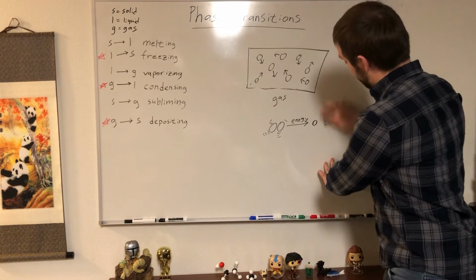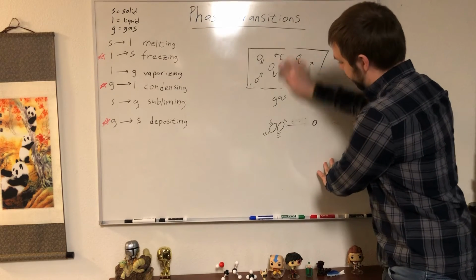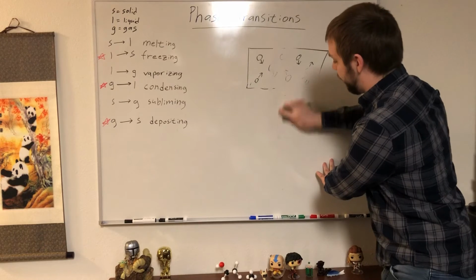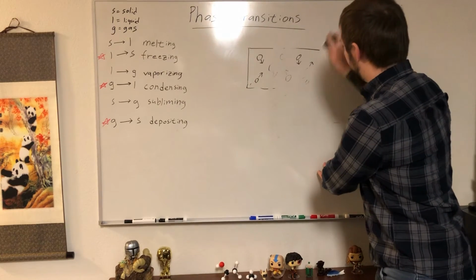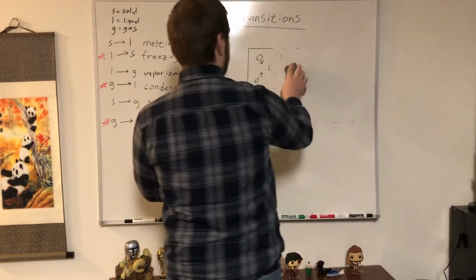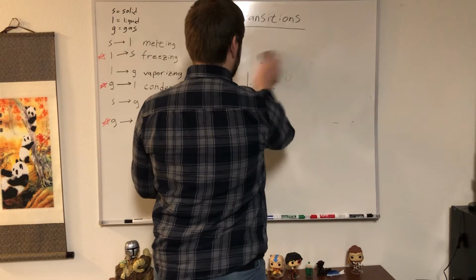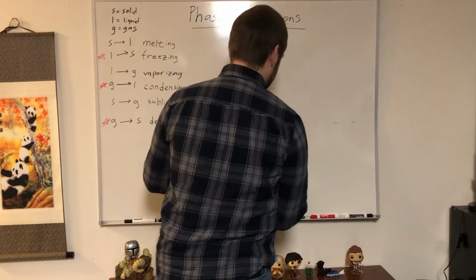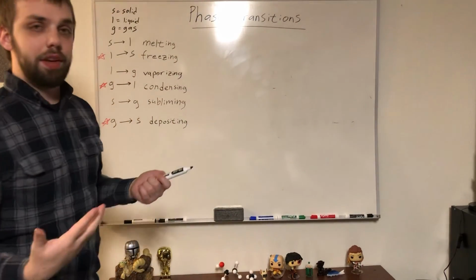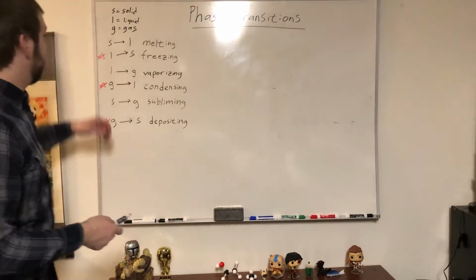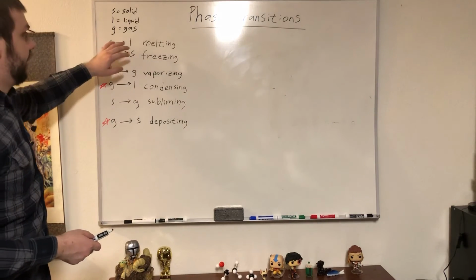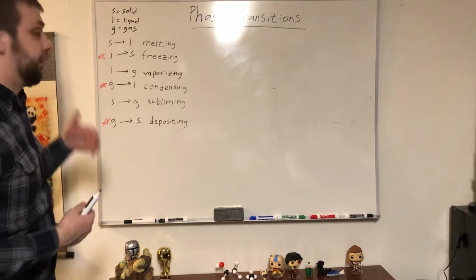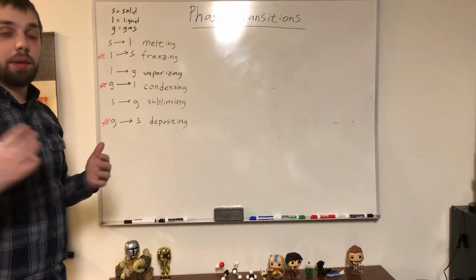So I'm just going to go ahead and erase this here. Because now let's talk about the phase transitions and what they're called. We won't go too far into what's happening on the molecular level here. But it's very good to just know generally what these different transitions are called. So if we go from the solid to liquid, that's melting, and the opposite process of that is freezing. That's going from a liquid to a solid.